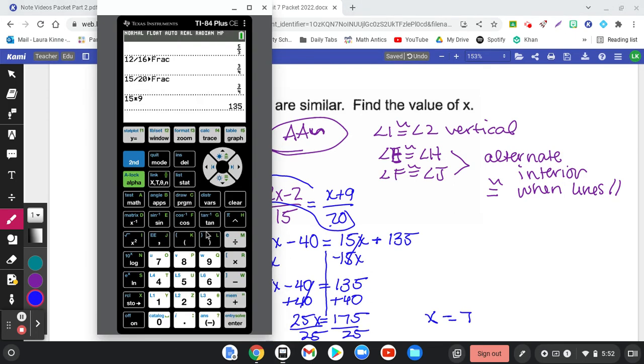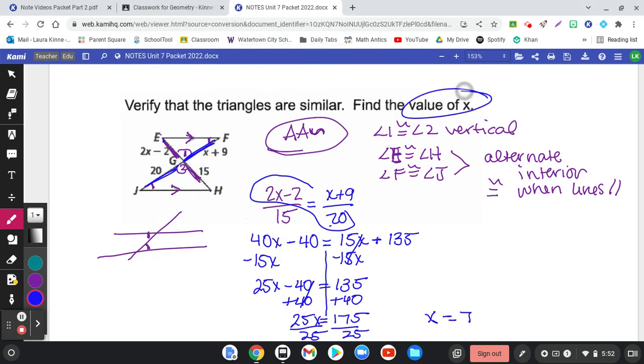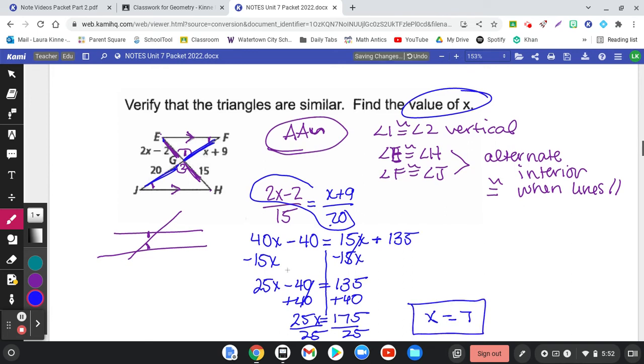Again, if you're not sure, 175 divided by 25. If you have $1.75, how many quarters you got? 7. And it said find the value of x. There it is. All right.